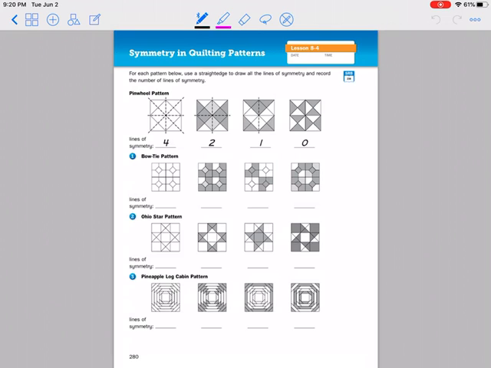So it says for each pattern below, use a straight edge, which you can use a ruler or anything with a straight edge at your house, and draw all the lines of symmetry and record the lines of symmetry for each little square. So let's look at the example, the pinwheel pattern.